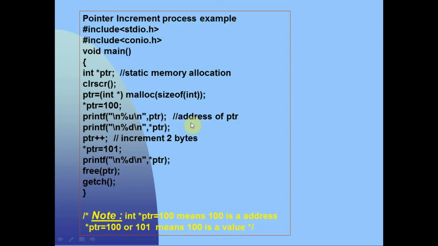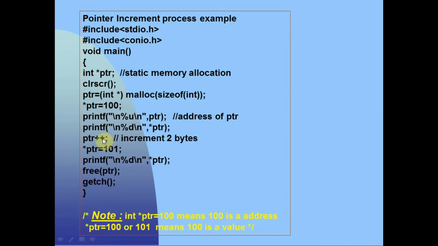So ptr refers to the address of the pointer variable. %u is the format for an address. Here asterisk ptr is directly pointing to the data, that is the answer 100. Then ptr plus plus, as I already explained before. So ptr plus plus means we are just incrementing the address. Asterisk refers to the pointer value. In this example, ptr plus plus means incrementing by 2 bytes.